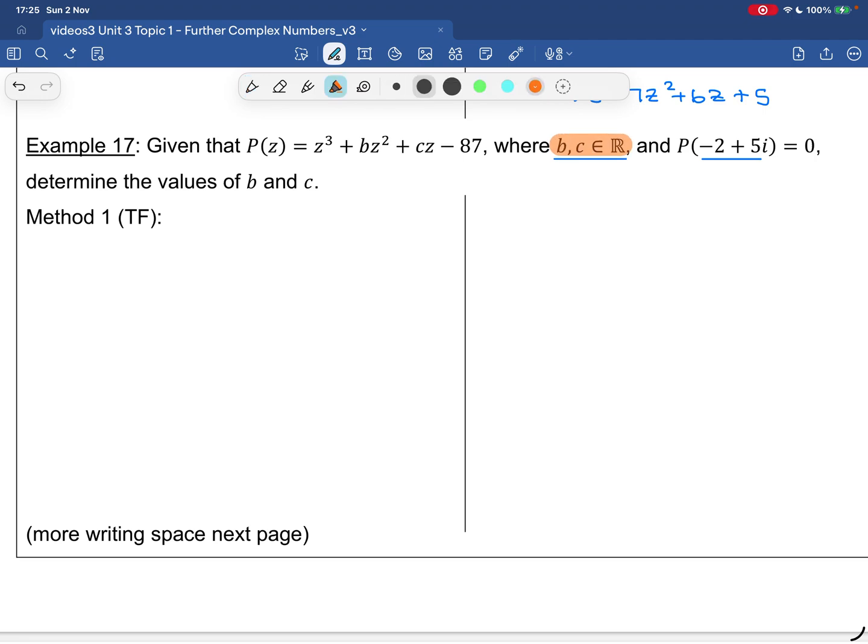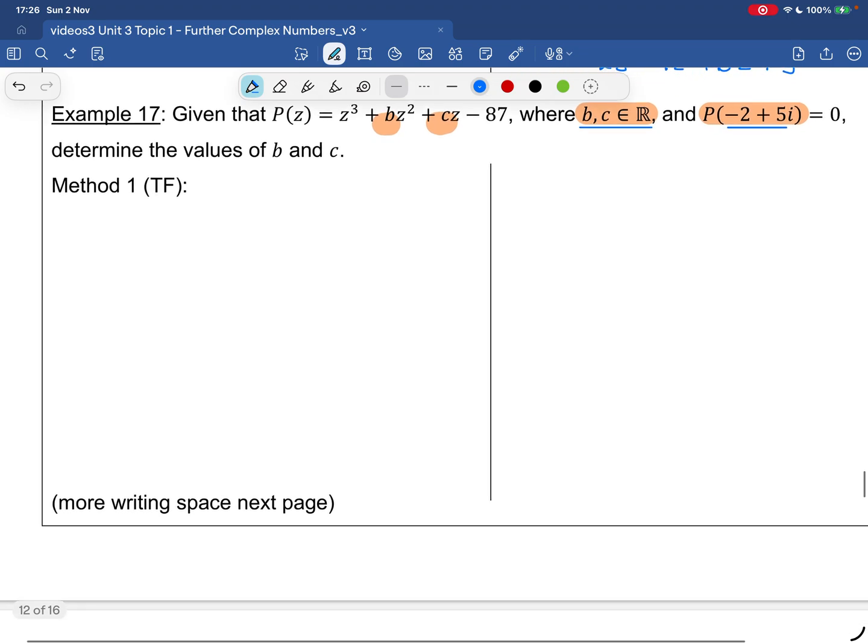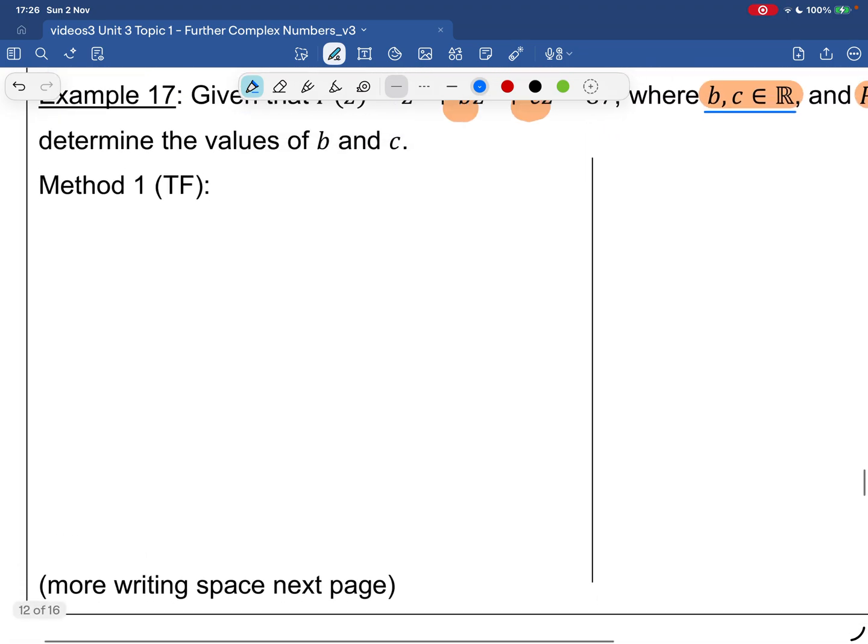Firstly, we've been told that b and c are both real numbers, so our coefficients of z squared and z in our polynomial are both real numbers. And we've been given that a complex number, negative 2 plus 5i, is a root. Now, if we've got real coefficients, then we can use our conjugate root theorem that says if I've got a complex root, then another root is also the complex conjugate of that root. And I'm going to need to use that information to help me solve my unknowns.